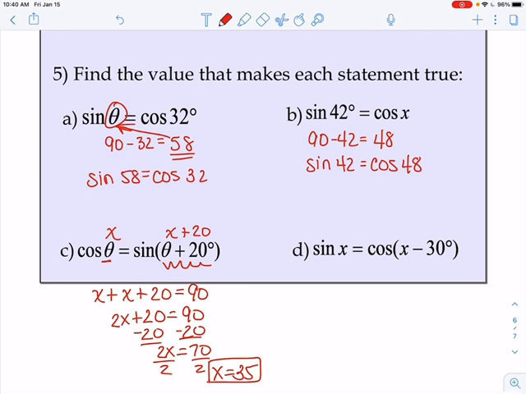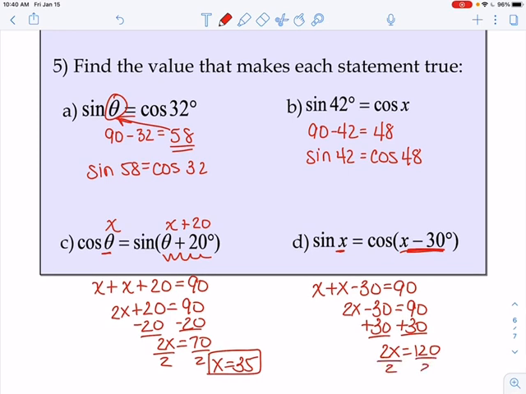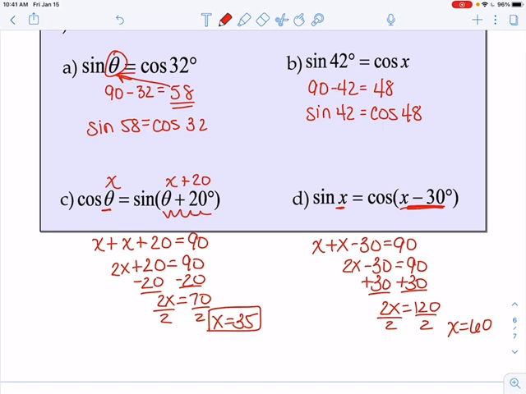So for part D, the same exact thing is going to happen here. I have the sine of x equals the cosine of x minus 30. So again, these two things have to be complementary. So x plus x minus 30 equals 90, or 2x minus 30 equals 90. Add 30 to both sides, 2x equals 120. The last thing we'll do is divide both sides by 2, and x equals 60. I suppose I should write out D and C the way I did A and B as well.